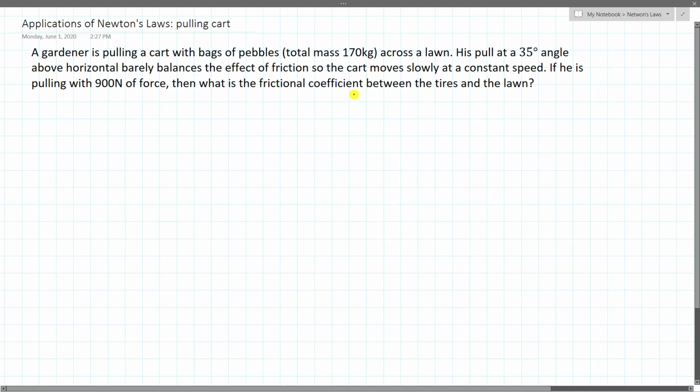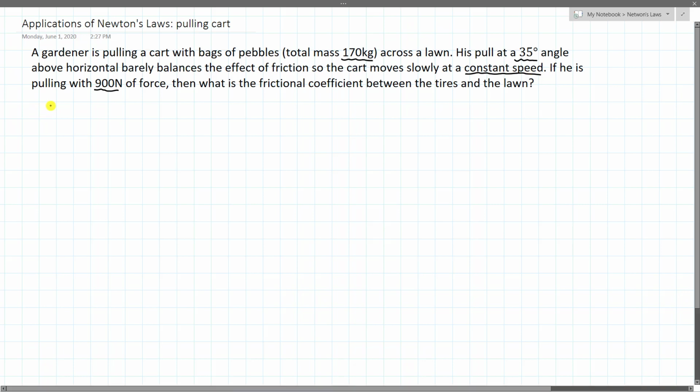So we were given a few numbers. We have the mass of the total object, and we also have a force that is exerted at an angle, 35 degrees and 900 newtons. We were also given this constant speed. This constant speed is important. It implies there's no acceleration. We'll write it down, and also we're asked about the frictional coefficient.